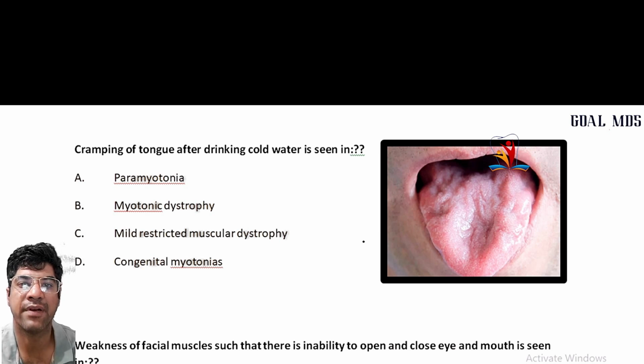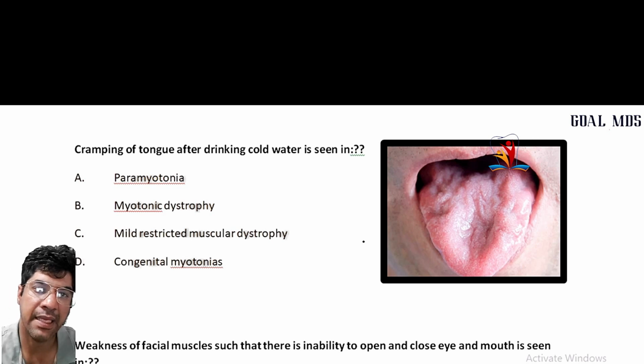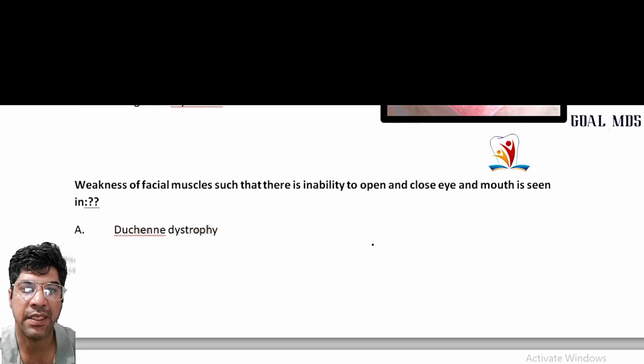Cramping of the tongue after drinking cold water is paramyotonia. It is a disorder that is associated with muscle stiffness and prolonged muscle contraction. So the cold temperature can increase the myotonic symptoms in the individual with this condition.